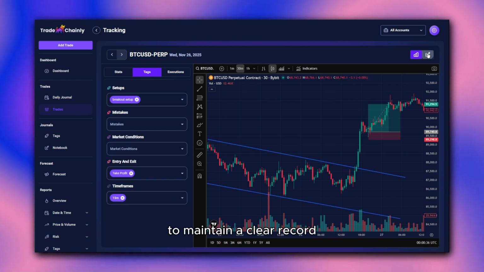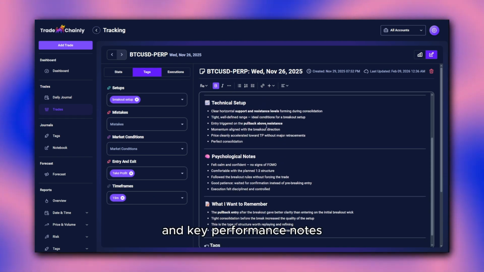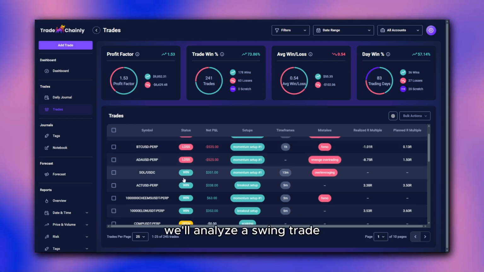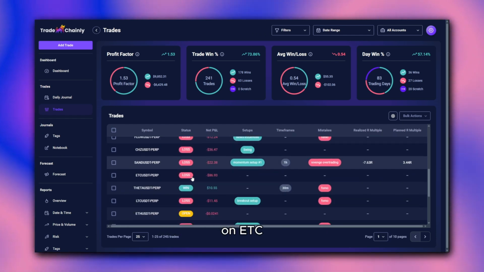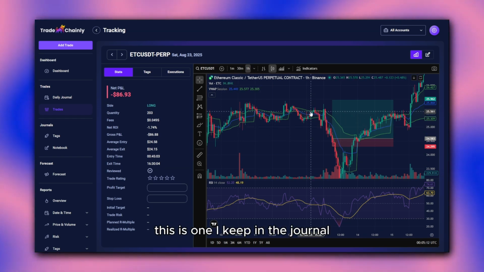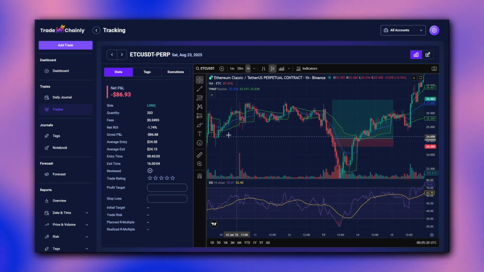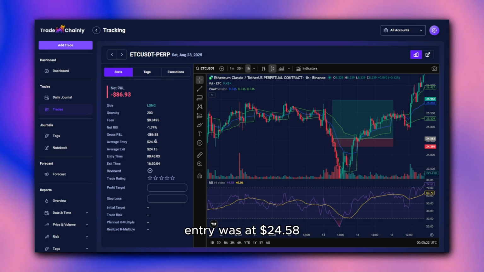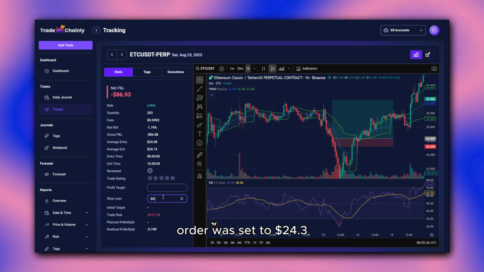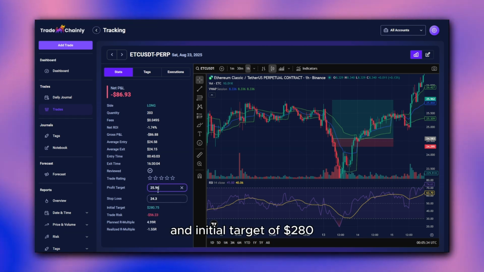To maintain a clear record, I noted this trade along with a summary of the risk parameters and key performance notes for future reference. Next, we'll analyze a swing trade on Ethereum Classic, utilizing VWAP and RSI. This is one I keep in the journal specifically as a reminder of how risk management breaks down.